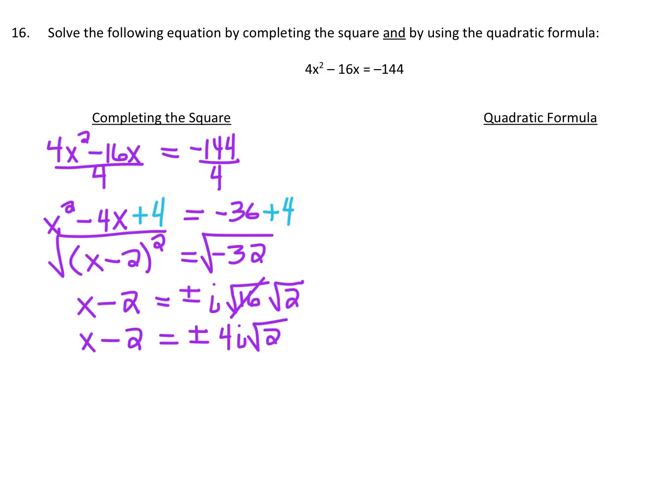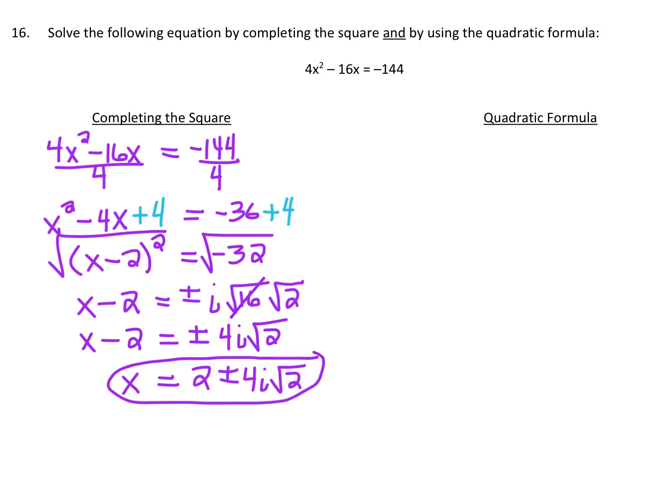All right, we're almost done. All we have to do is get this x by itself. In order to do that, wouldn't we add 2 to both sides of the equation? When I add 2 to both sides of the equation, I'm going to be left with an x on the left-hand side, and this negative 2 moves over here and becomes a positive 2. So I'm going to have positive 2 plus and minus 4i radical 2. And that is my answer.